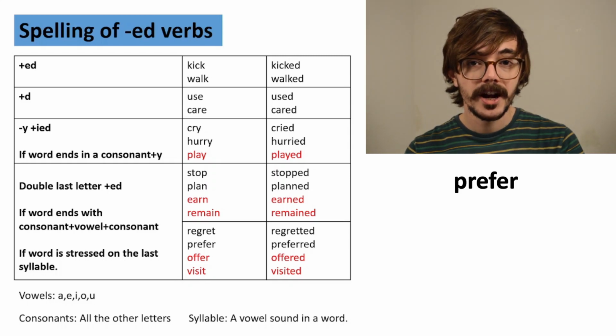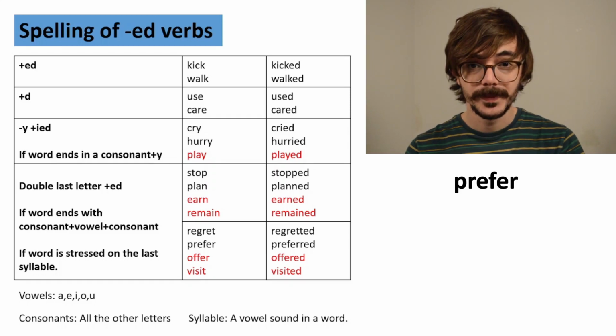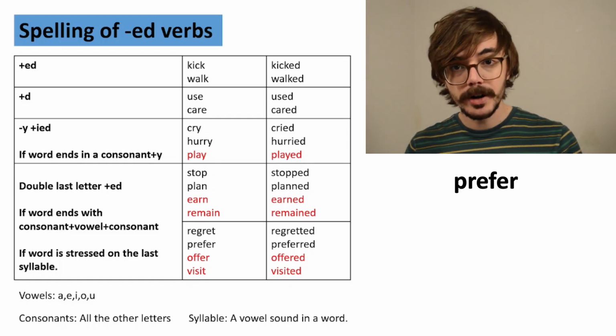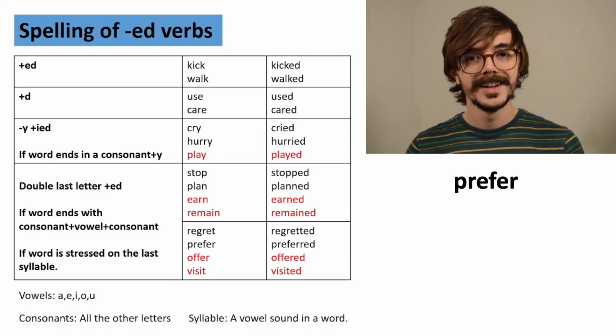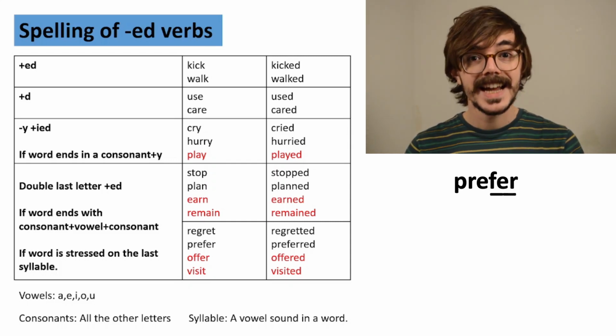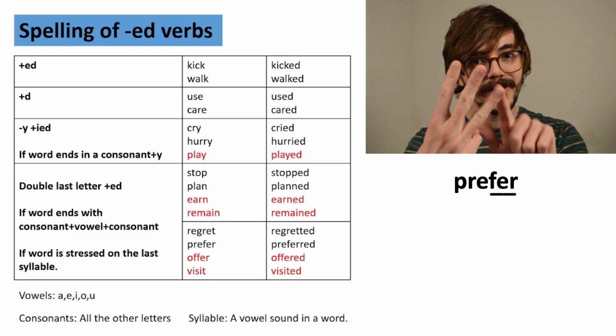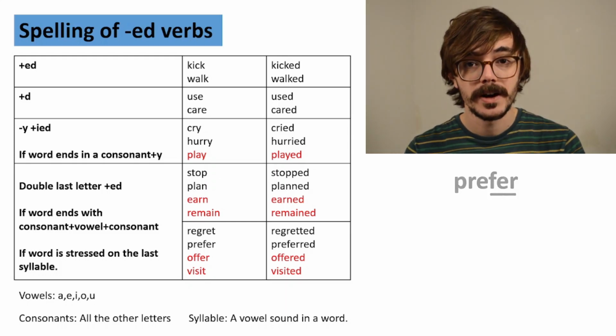Prefer. Where do we stress it? The first or the second syllable? We stress it in the second one, prefer. And it ends in F-E-R, consonant, vowel, consonant. So we double the R. Prefer, preferred, with two R's.